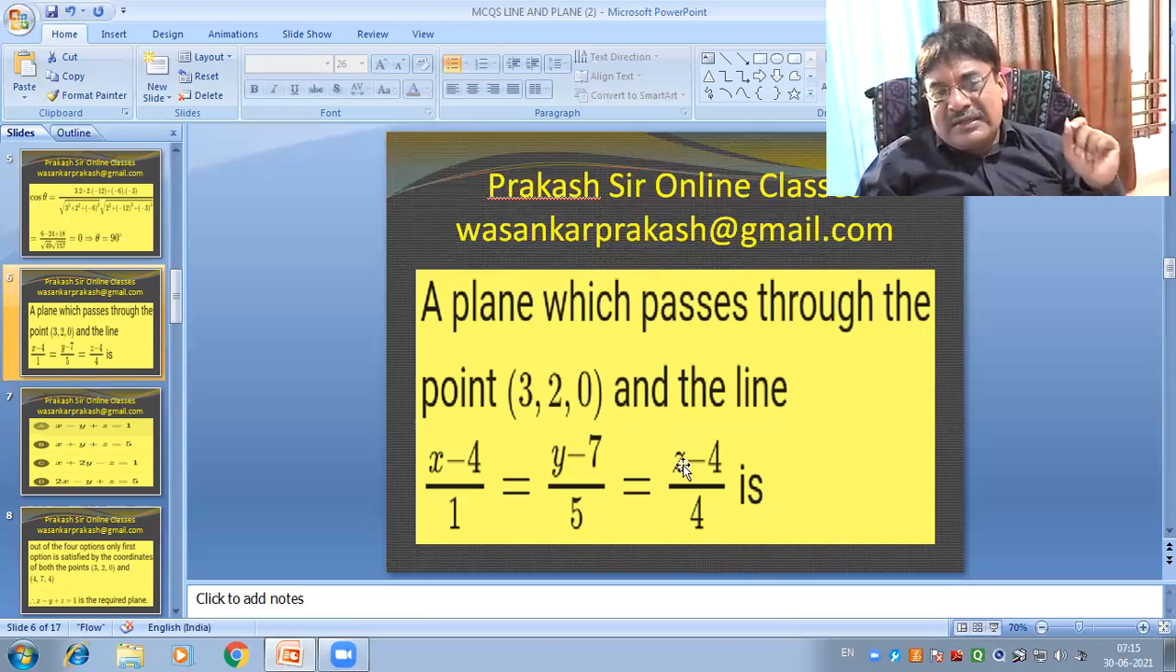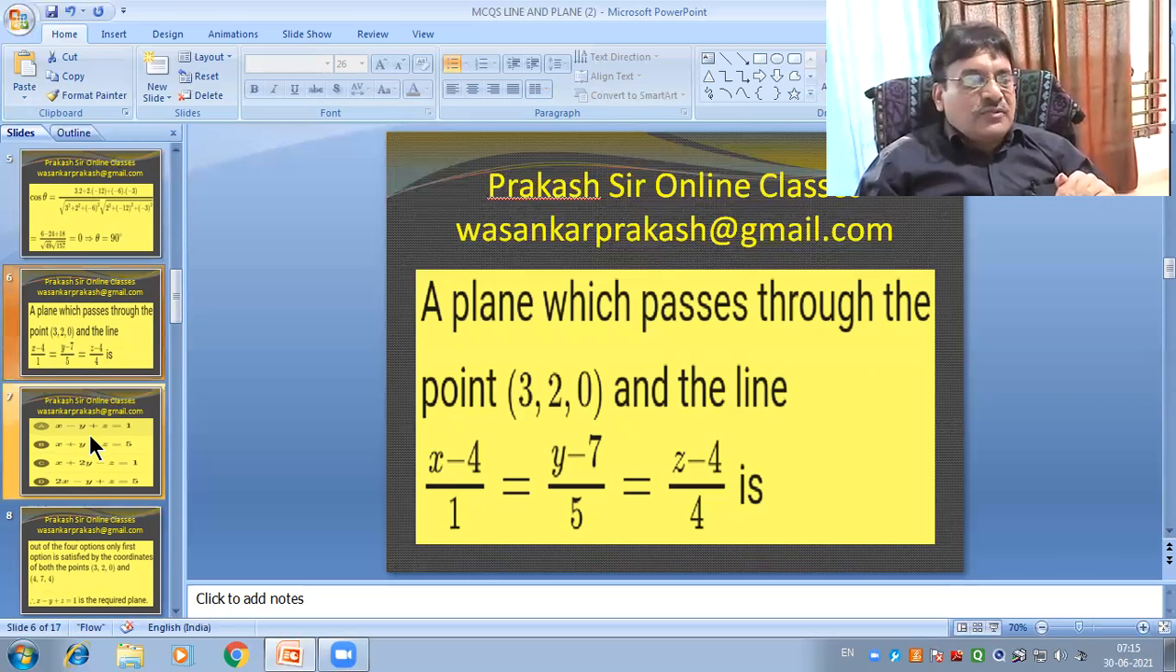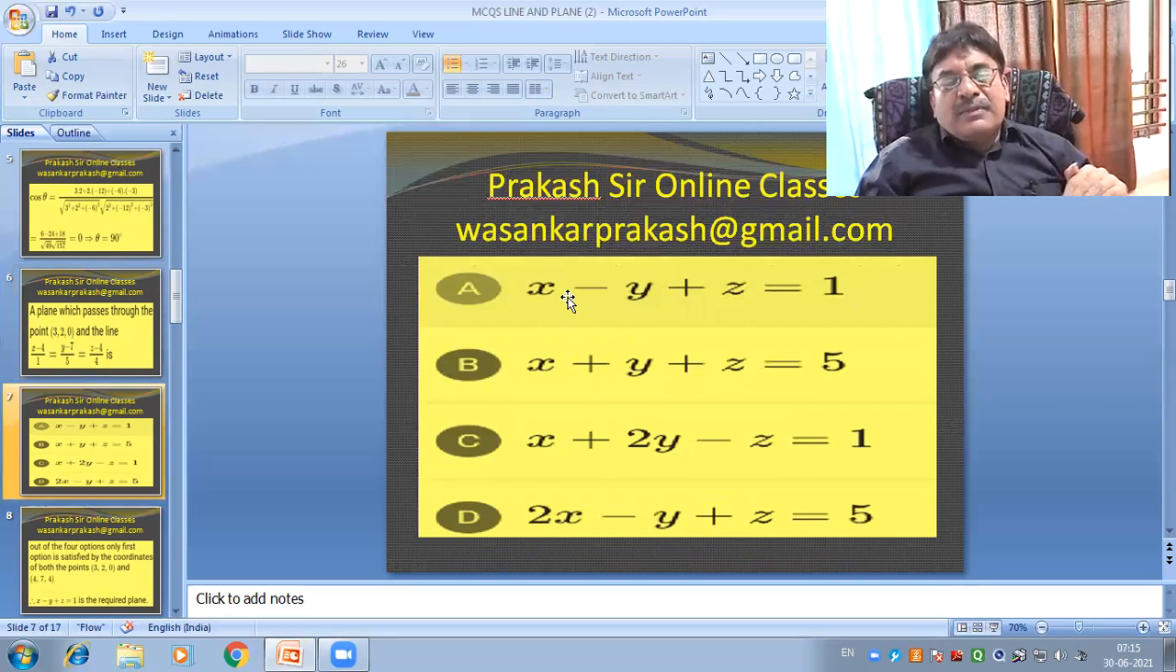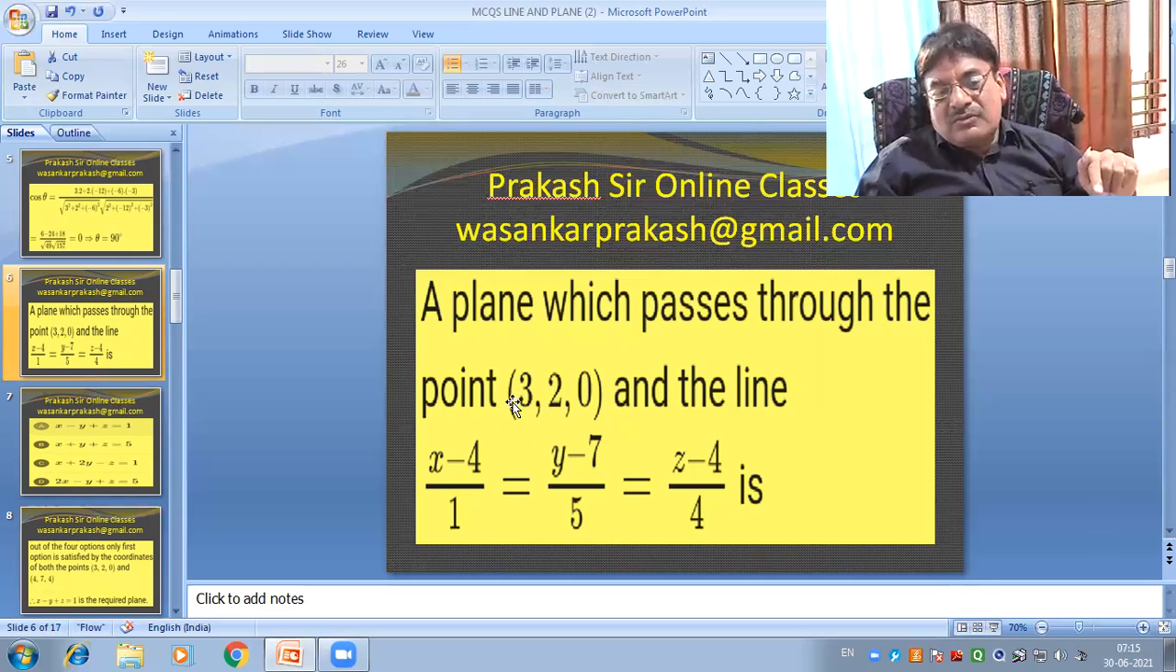So here we use the trick in the options: put this point 3, 2, 0. If we get LHS equal to RHS, then we get the correct option. So in the first option, we put the x, y, and z coordinates of the given point. Here the given point 3, 2, 0 means x is equal to 3, y is equal to 2, and z is equal to 0, and the required plane passes through this point. Therefore, this point satisfies the equation of the required plane.